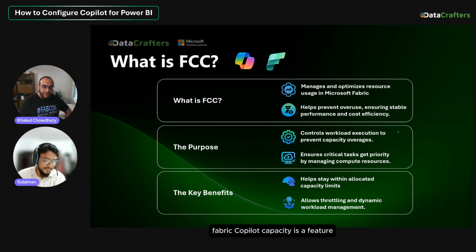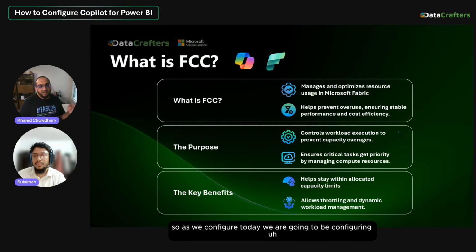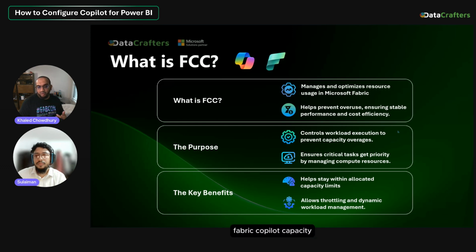Fabric Copilot capacity is a feature where we can designate a specific capacity to answer all your Copilot questions. So regardless of where the model is, whether it's in Pro, Premium per user, or backed by any size Fabric capacity, we can designate a specific capacity to answer all your Copilot questions. This is what allows us to use it with Pro and Premium per user. As we configure today, we are going to be configuring Fabric Copilot capacity, and at the end we will show you how it works on a Pro and Premium per user workspace.